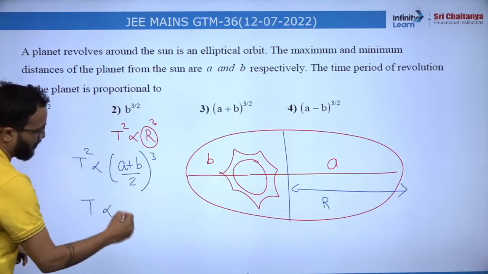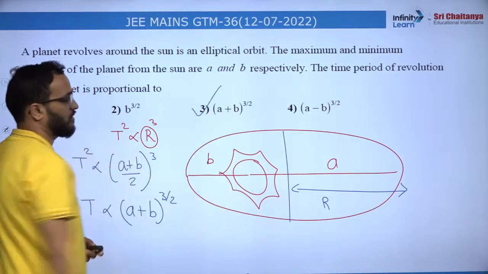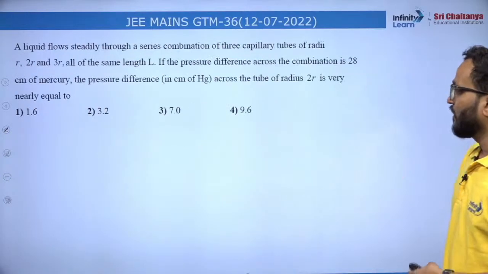So T is directly proportional to (A plus B) to the power 3 by 2. Which option is correct? Third option is correct. Is it clear, my dear students? Yes or no? Perfect. Now let's move on to this question.